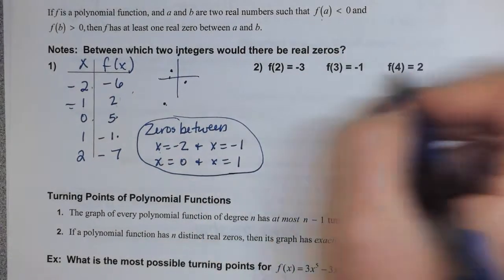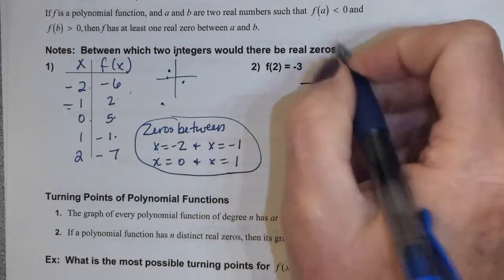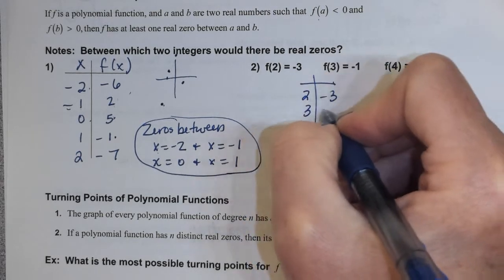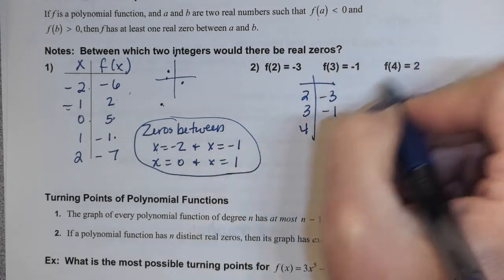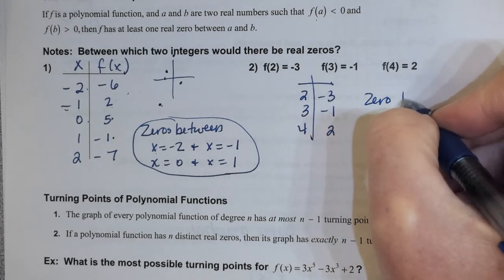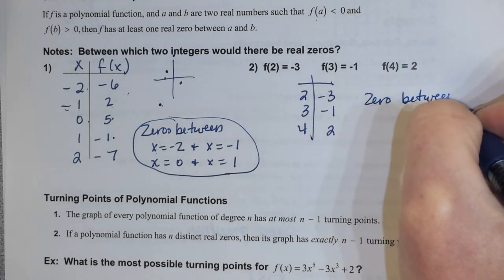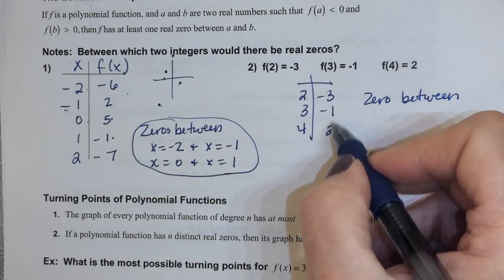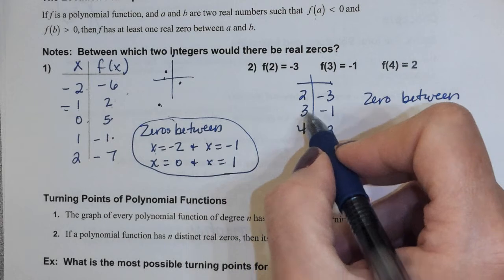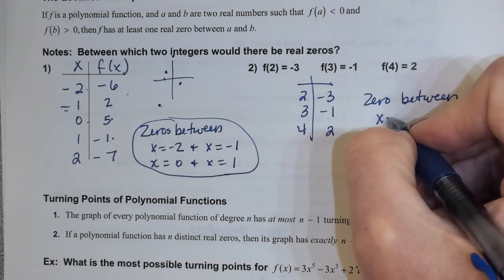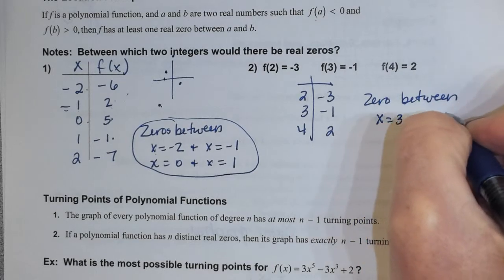All right, now they write it out like this. We can make our own chart. When x is 2, y is -3. When x is 3, y is -1. When x is 4, y is 2. So where would we have zeros? 0 between what? Well, it's not in between -1 and 2. The zeros occur. We have to hit 0 in between x equals 3 and x equals 4.